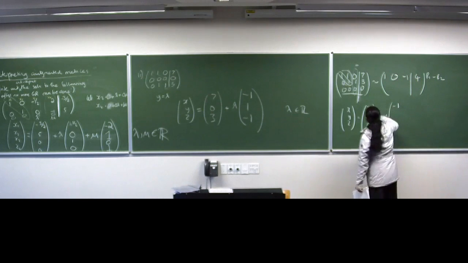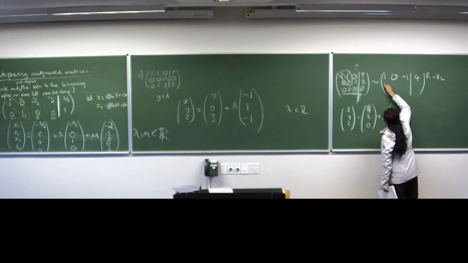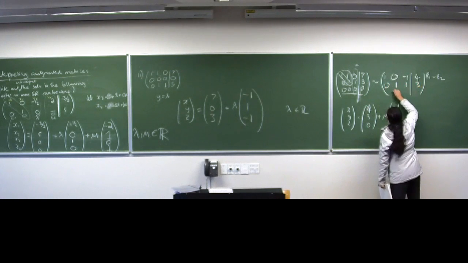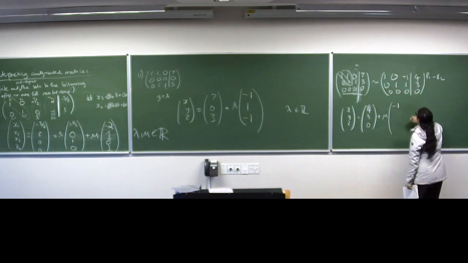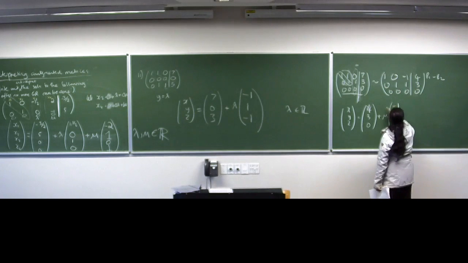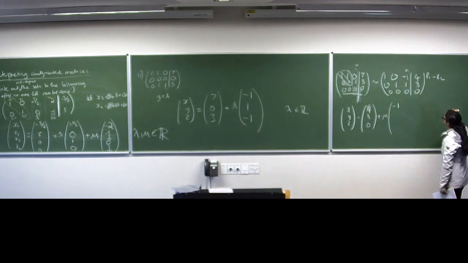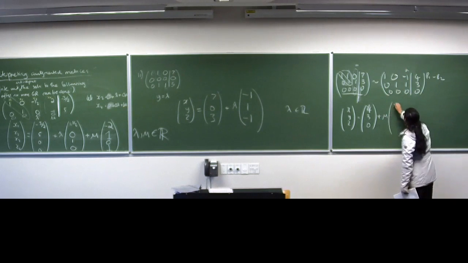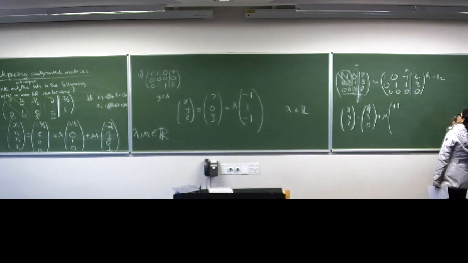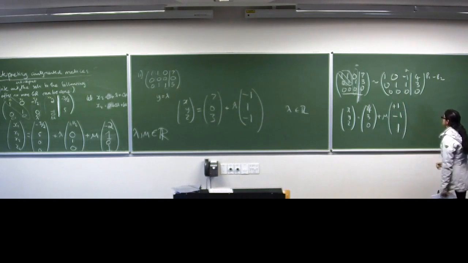Yes? So that's 4, and I can leave this as is. Then it becomes 4, 3, and 0. And then this is my mu. So that becomes plus, that becomes minus 1, and that becomes 1. All right?